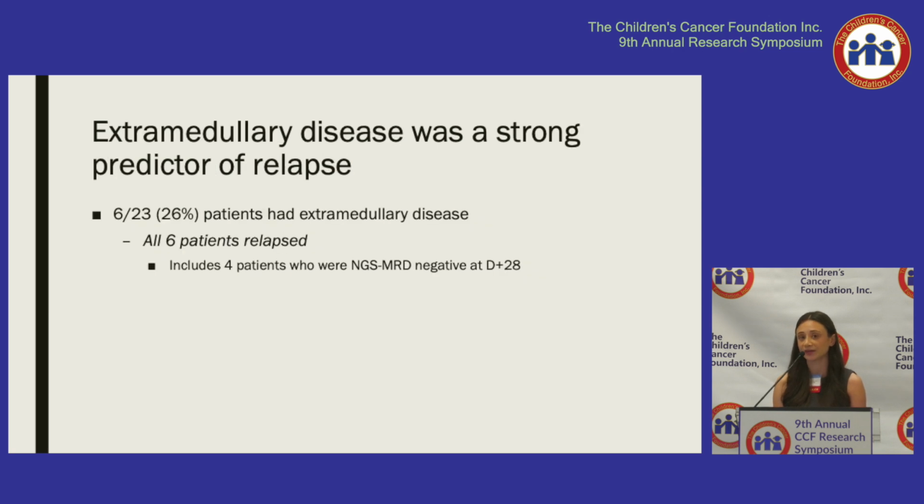We did also find that extramedullary disease was a strong predictor of relapse. 26% of patients, as mentioned before, in our cohort did have extramedullary disease, and all 6 of those patients went on to relapse. And that does include 4 patients who were NGS MRD negative at day plus 28.